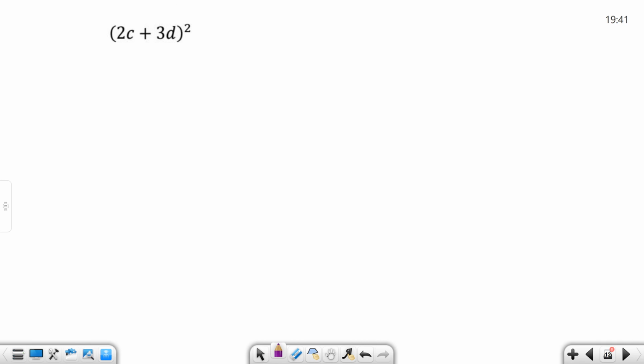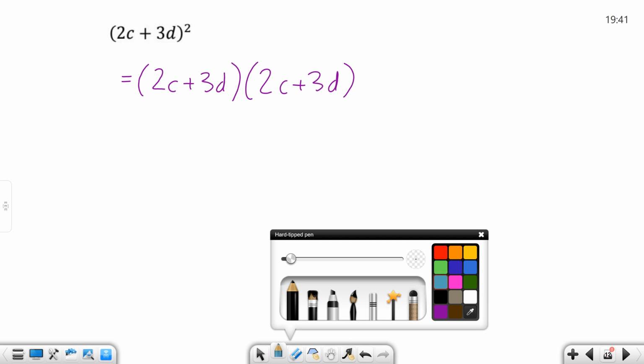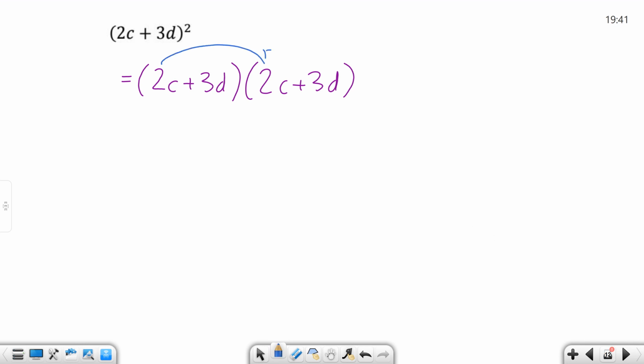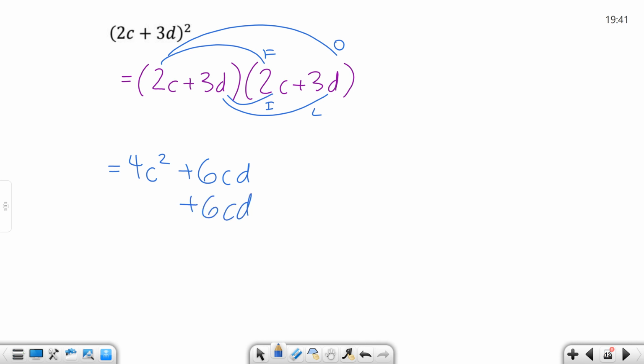2c plus 3d squared. Again, this is a special product, but what does it mean to square something? 2c plus 3d times what? Times 2c plus 3d. Just multiply it by itself. And then once you do that, you say first, outer, inner, last. So first, 2c times 2c is 4c squared. 2c times plus 3d is plus 6cd. Then you have another plus 6cd here for inner. And last is 3d times 3d is plus 9d squared.